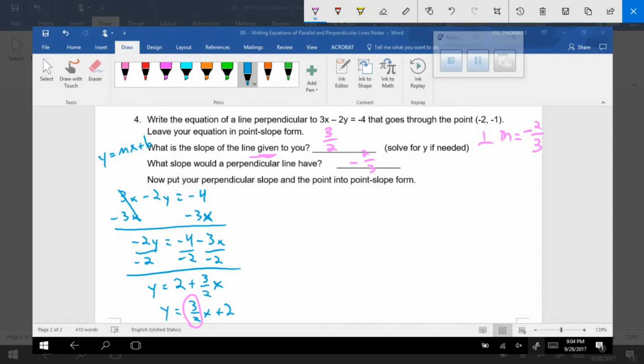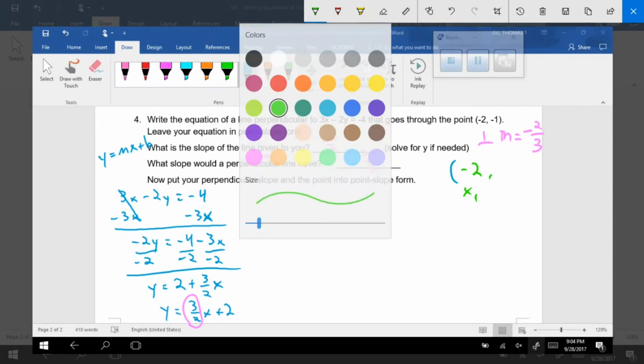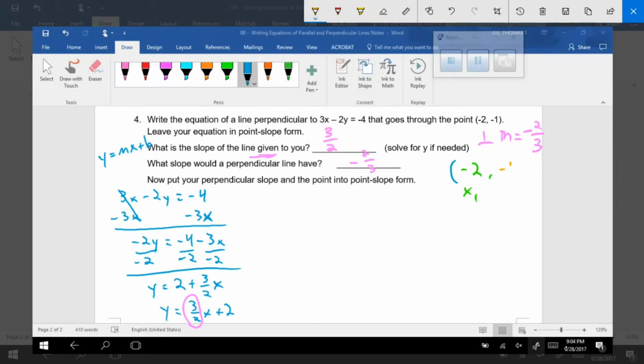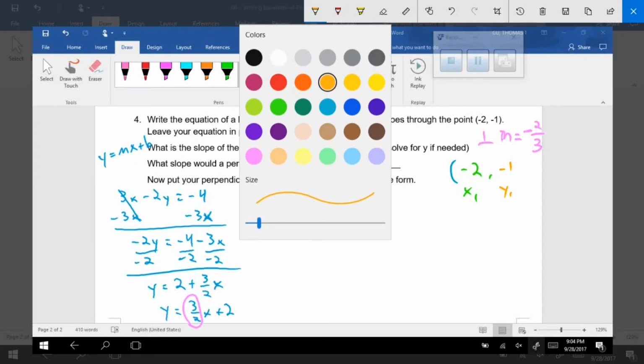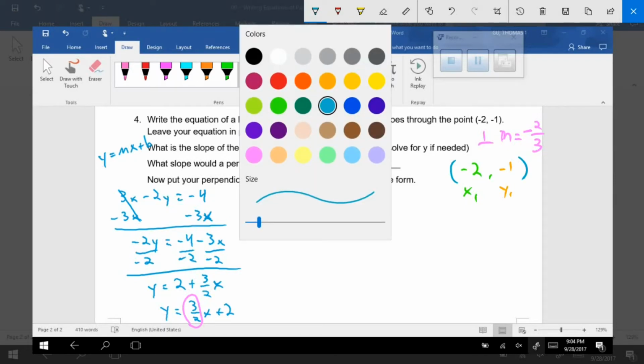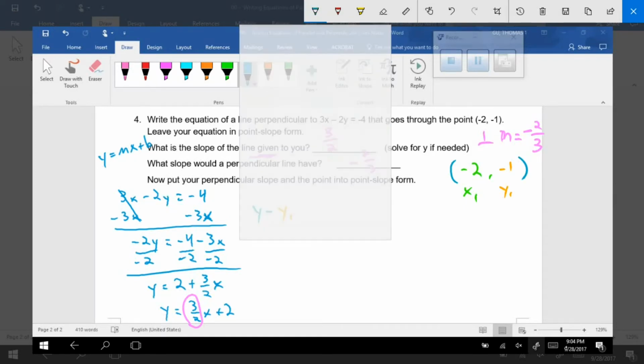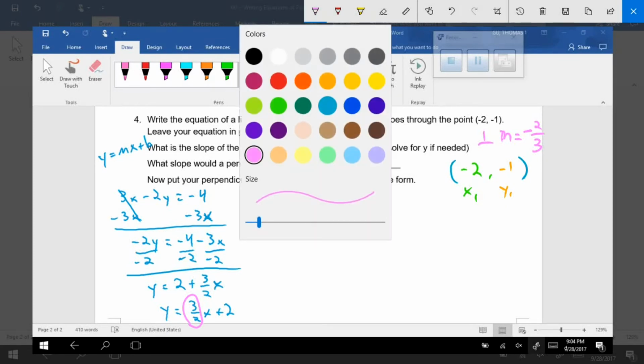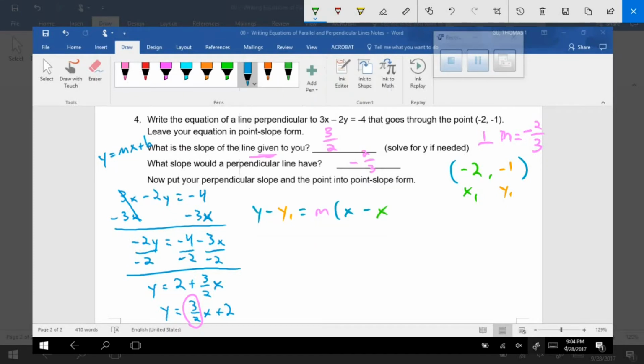And then what is the point they gave us? Let's just write it down so we know. Boom. Our x1 is going to be -2. That's x1. And our y1 is going to be -1. y1. Okay, so now point slope form. Once again, write the equation y minus, I'm using color coding to help you guys out, y1 equals m times x minus x1. So once again, we're just going to substitute our numbers, and then we will have our final answer.